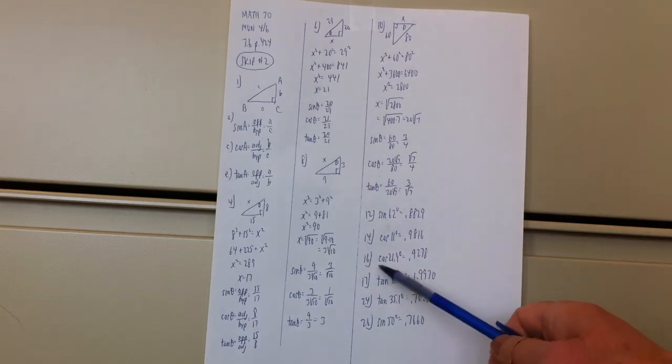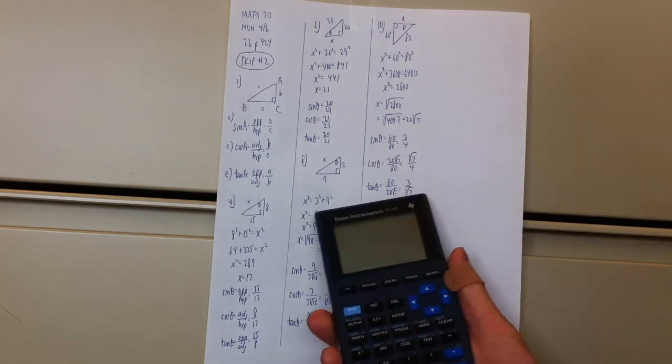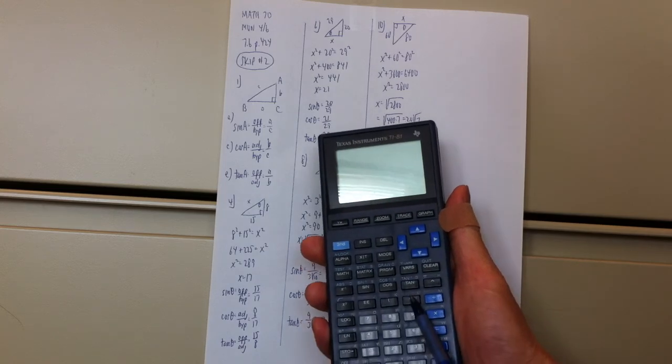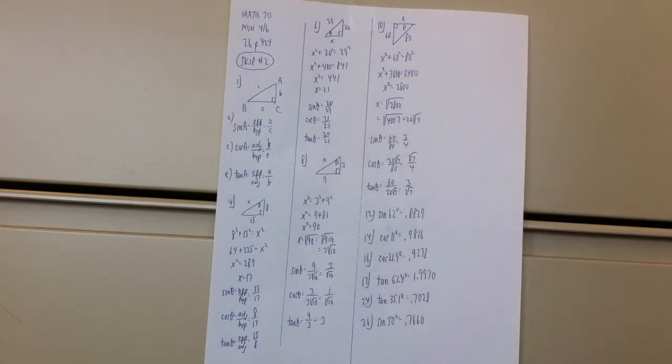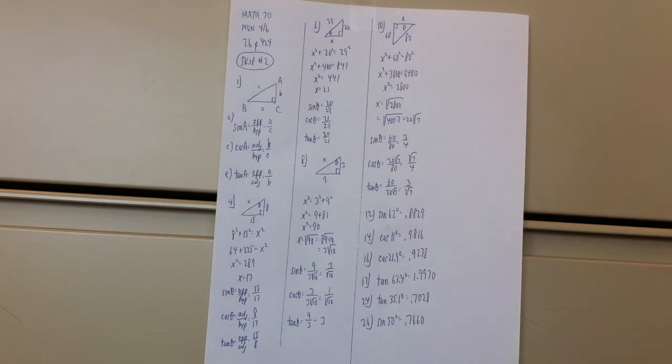And you can see all the other ones here. Cosine of 21.9 degrees, 0.9278. So you can check your answers with mine. Tangent of 63.4 degrees. The tangent button, T-A-N, is right over here. So hit tangent 63.4. Again, make sure you're in degrees. For some of your calculators, hit it backwards, hit 63.4 tangent. Just experiment with your calculator until you get the answers that I'm getting, 1.9970. Tangent 35.1 degrees, I get 0.7028. And the sine of 50 degrees is 0.7660.